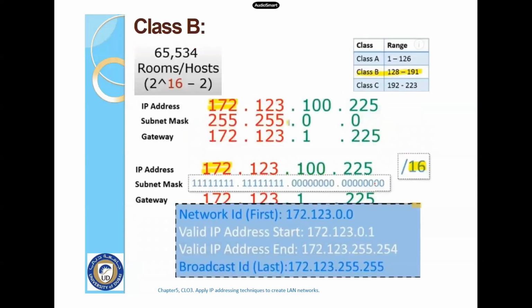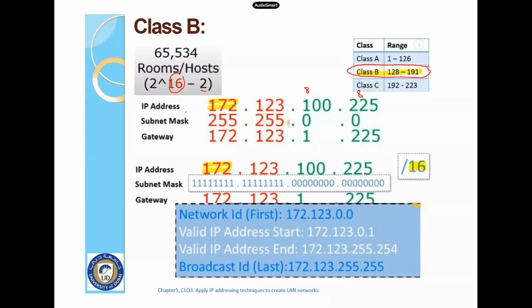Class B is a bit different. In class B, the network part is only 2 octets, while the host part is now another 2 octets. That's 16 bits. So if you do the math, 2 to the power 16 minus 2, see here 16, because I'm having now 2 portions here. That's 8 bits from this side and another 8 bits from this side. So I have 16 bits that I can assign as a host, definitely after removing the network and broadcast addresses. So this network can support up to 65,534 hosts.